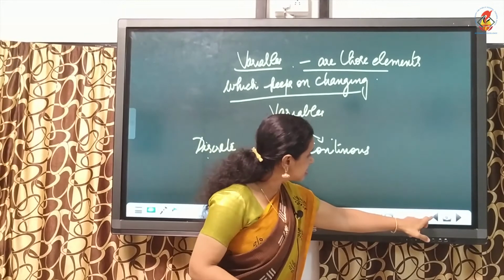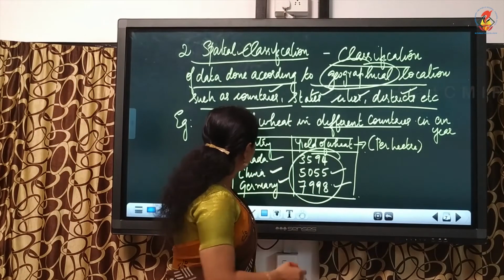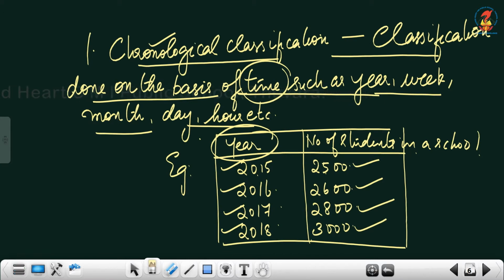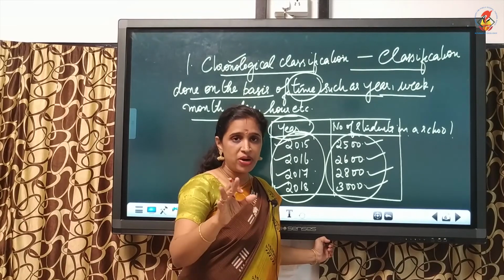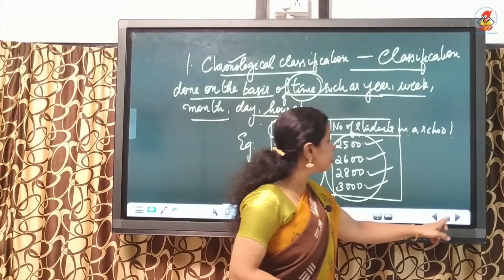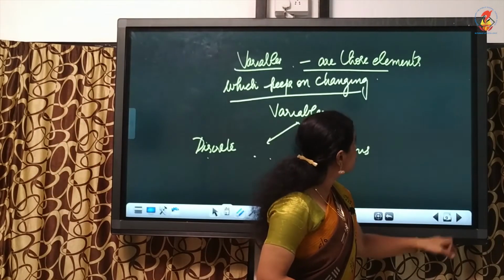Now let us take the previous example which we have learned. Here X is a variable, Y is a variable. Why? The countries are changing, Canada, China and Germany. Here the yield of wheat is also changing, that is also a variable. Before that we took the example of chronological classification, right? Year is changing from 2015 to 2018, and number of students are also changing from 2500 to 3000. It can either increase or decrease, but a variability is happening here, that is known as variables. So elements which keep on changing are known as variables.